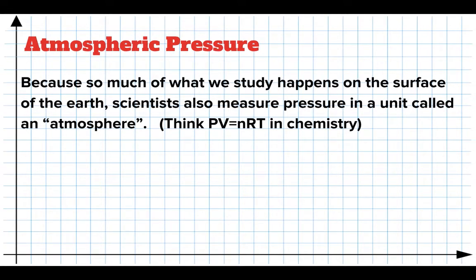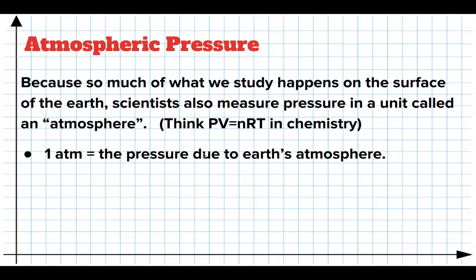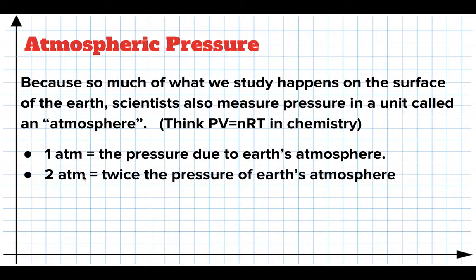Because there's so much science that's done on the Earth and at the surface of the Earth, oftentimes when we do experiments, the typical pressure, for example, in a chemistry experiment, is the pressure of our atmosphere. So it makes sense to call a unit of pressure an atmosphere. In chemistry, PV equals nRT. The P was pressure, and you measured it in atmospheres. So 1 atmosphere is the pressure due to the Earth's atmosphere. If you're doing a chemistry experiment and the pressure is 2 atmospheres, it means the pressure, the force divided by the area exerted by the gas in your flask, is twice the force for each unit of area of the Earth's atmosphere.